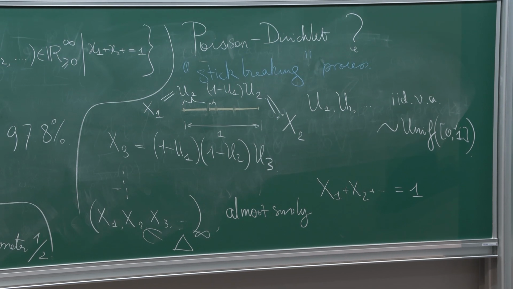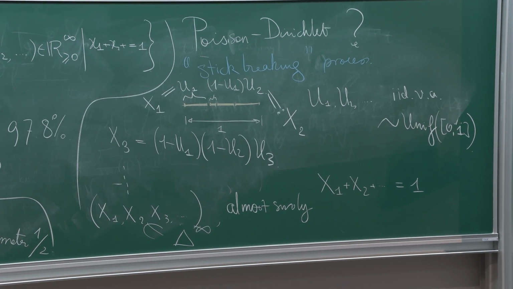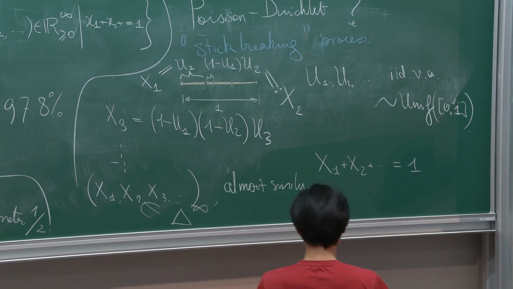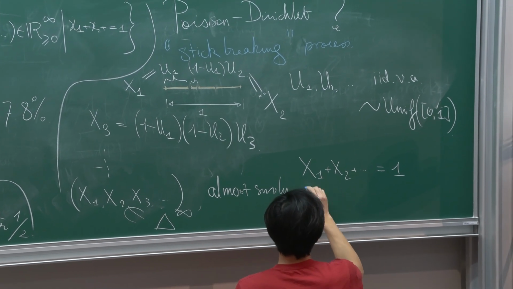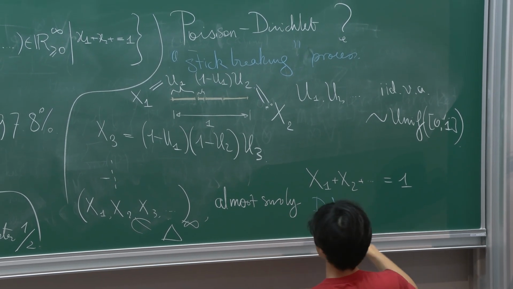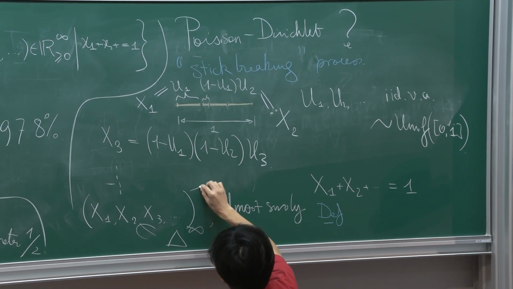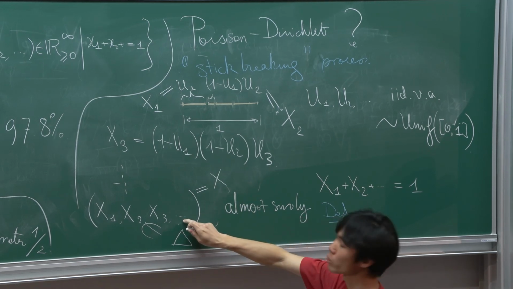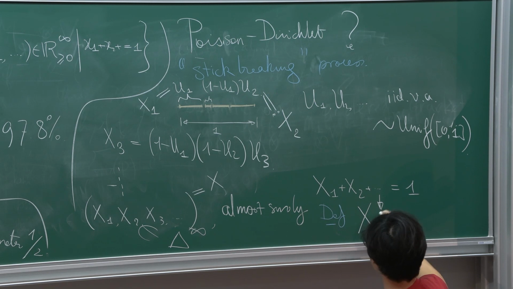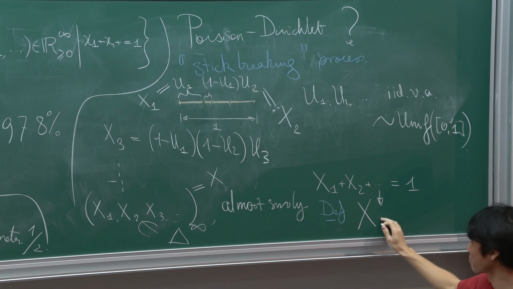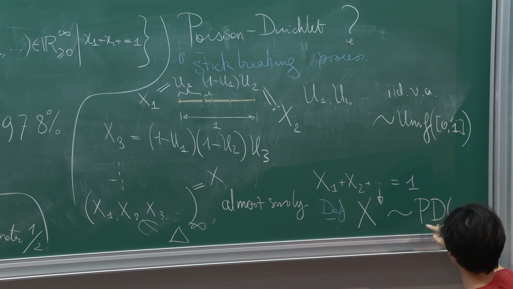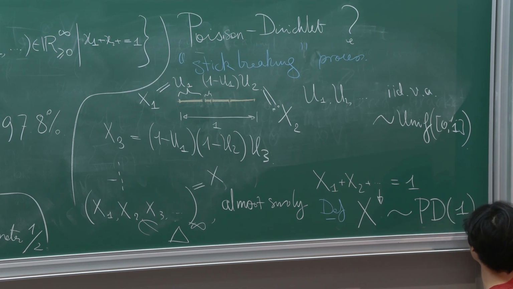And so, now what's the definition of it? I can write it down here. So it's a definition of the Poisson-Dirichlet distribution. If you take this sequence of random variables, you reorder it in decreasing order, and this one will follow the Poisson-Dirichlet distribution for parameter 1.